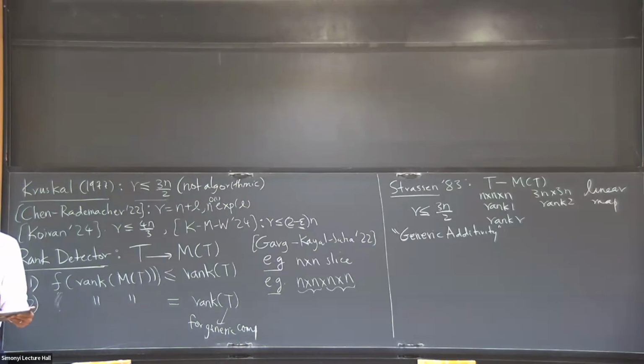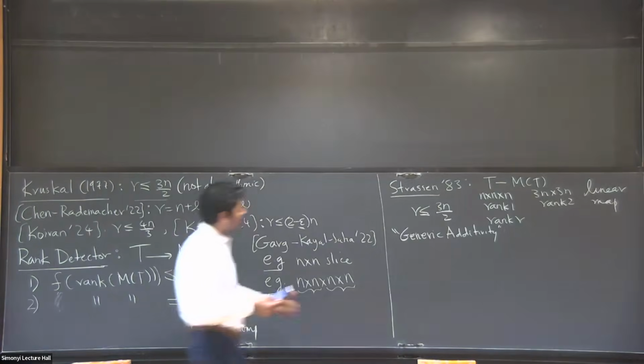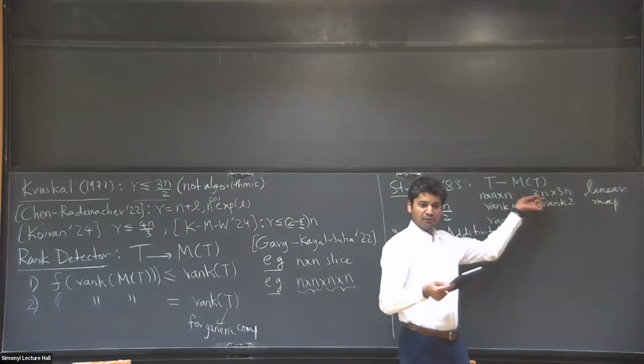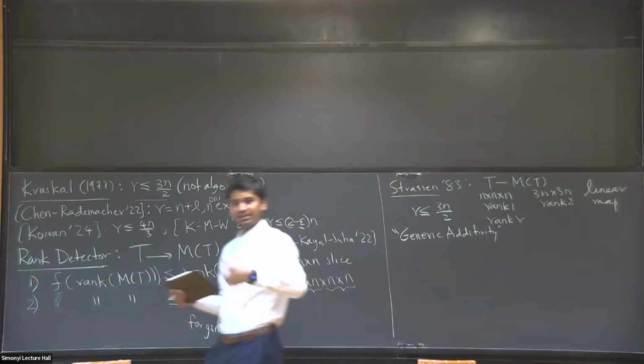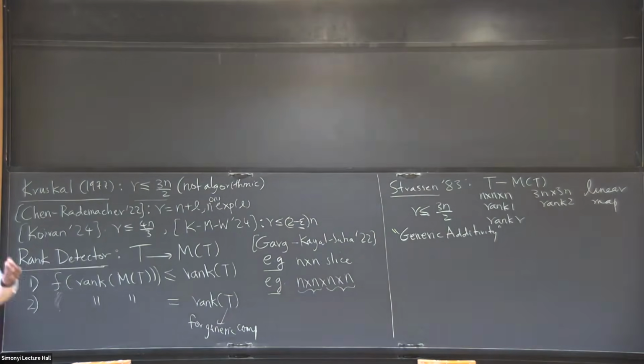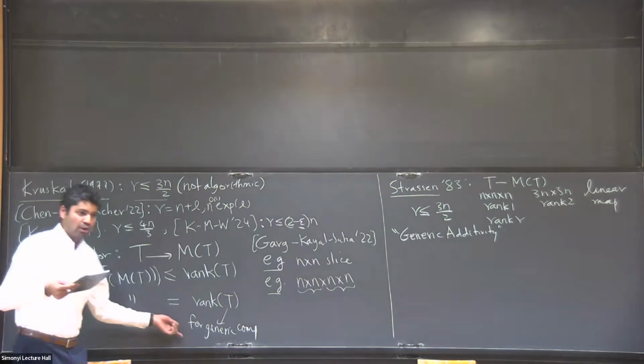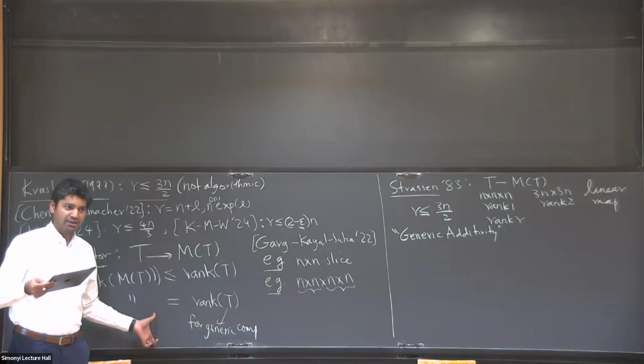Okay? This property, of course, cannot hold beyond the dimensions of M of t. So the best thing I can hope for is until 3n over 2. Matching 3n over 2, if I could prove this generic additivity up to 3n over 2, I would indeed get a gadget that works all the way up to 3n over 2, the rank detection gadget.